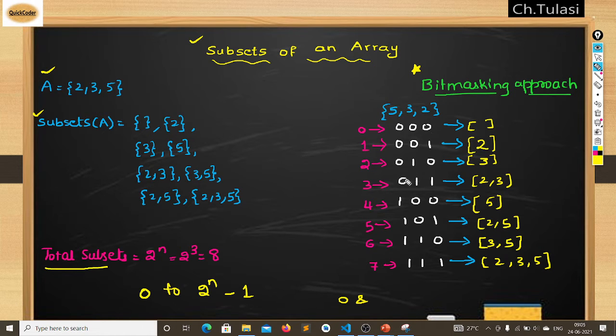But in an easy manner, how can I do that? Here all positions represent 2 power 0, 2 power 1, 2 power 2. So like this it will go, no? 2 power 0 means 1. If I just want to represent 2, then 1 will be here only. Just if I want to represent the third place, I want to represent 2 power 2.